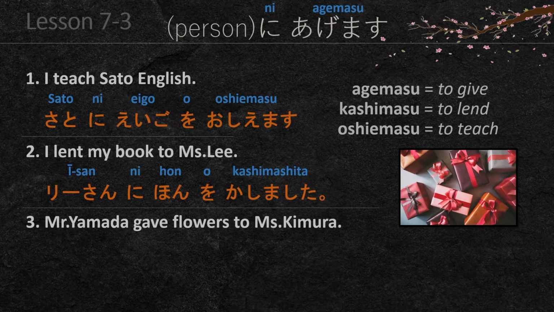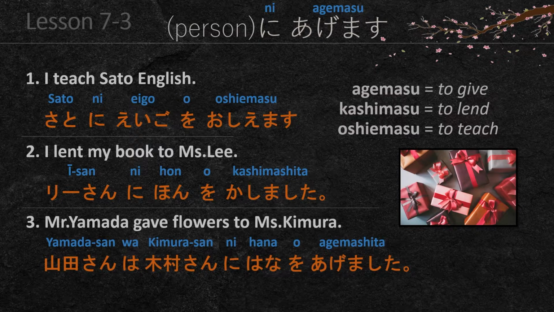The agemasu example would be, Yamada gave flowers to Miss Kimura. Yamada-san wa Kimura-san ni hana o agemashita. Now, I use kanji in here, and I'm sorry. I'm not doing it to force kanji on you, but unfortunately, the sentences are getting too long to fit in the confines of the slides. So we really need to start using kanji in some limited situations. In this case, I use them with personal names. You don't have to memorize them.